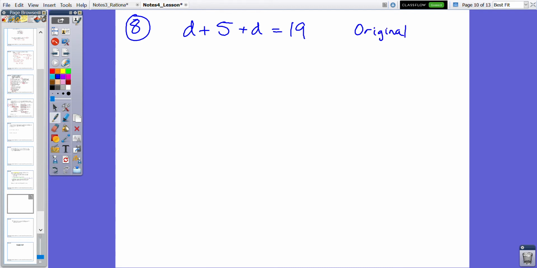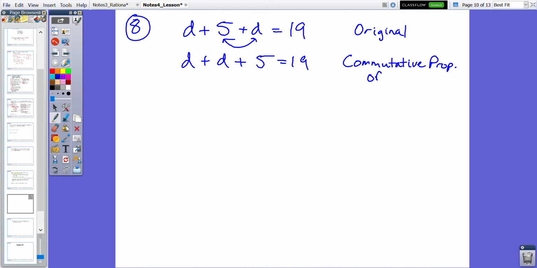Okay, so now I want to get ready to combine my like terms. So I'm going to switch these two around and write it this way. So D plus another D plus 5 equals 19. The property that allows me to do this is the commutative property of addition. Because remember, when we add numbers, we can switch the position of them at any time.